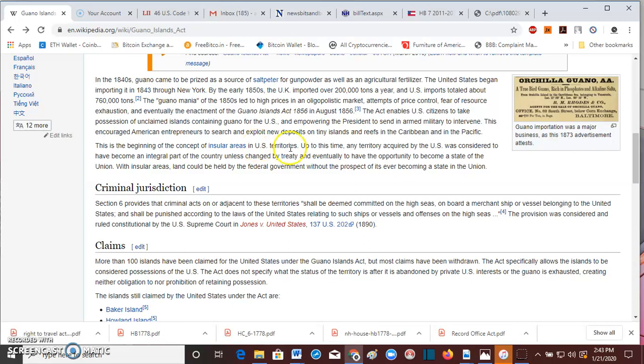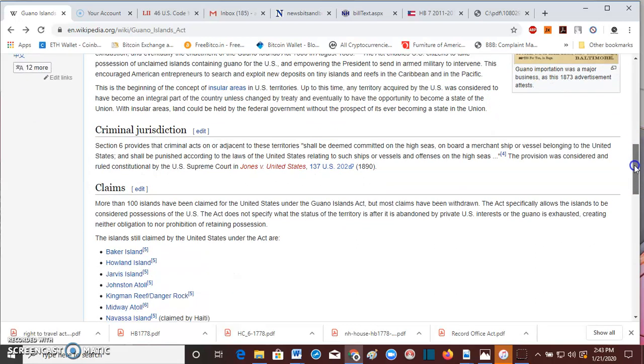okay? In U.S. territories, up to this time, any territory acquired by the U.S. was considered to have become an integral part of the country unless changed by treaty, and eventually to have the opportunity to become a state of the Union. With insular areas, land could be held by the federal government without prospect of its ever becoming a state in the Union. So they hold these lands in a United States Corporation trust, okay? And the president is administering it as a trustee, as he's a trustee really. For whom? I'm saying, who's benefiting? Is it the people? I don't know, man. You tell me.